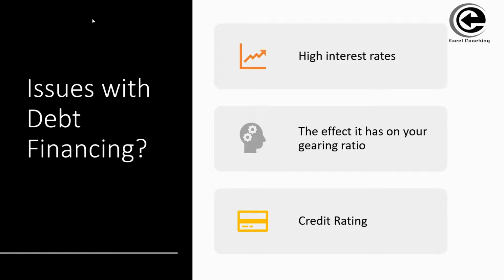Number three, excessive debts can also impact on your credit rating or credit score, which then has an impact on your creditworthiness. A bad history with debt can make it difficult for you to access debt when needed, or if you are given the debt, very high interest rates will be charged.